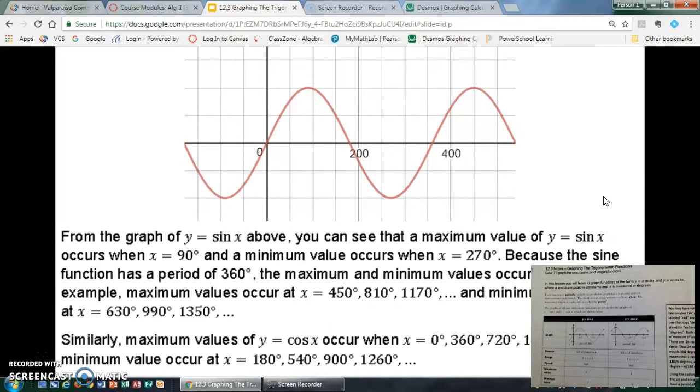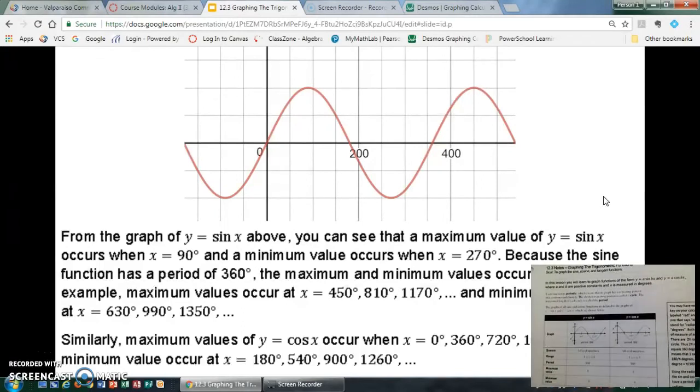So let's take a closer look at the sine graph. The maximum value of y equals sine of x happens when x equals 90, and a minimum value when x is 270. But because it's a repeating pattern, every 360 degrees, those maximums will repeat. So x equals 450 also equals 1, x equals 810 and 1170. And similarly, the minimum value is at 630, 990, 1350. Cosine will have a similar situation with the repeating values.